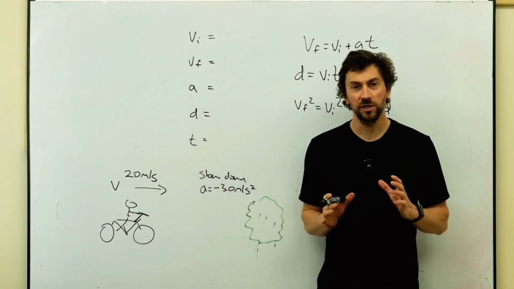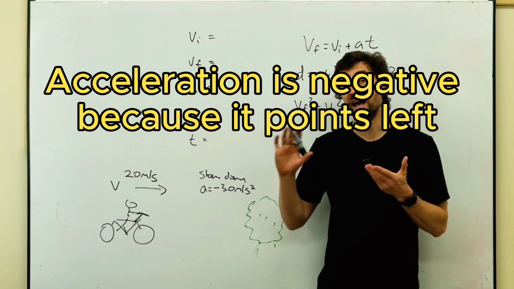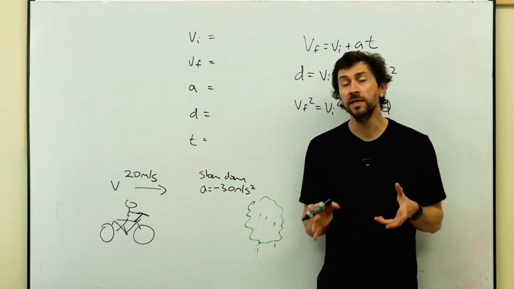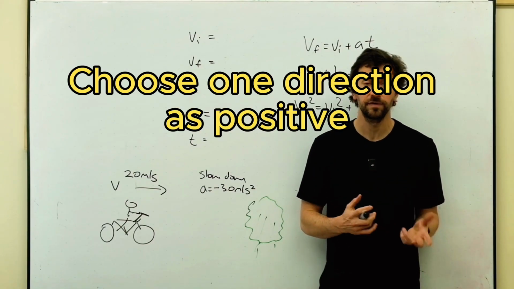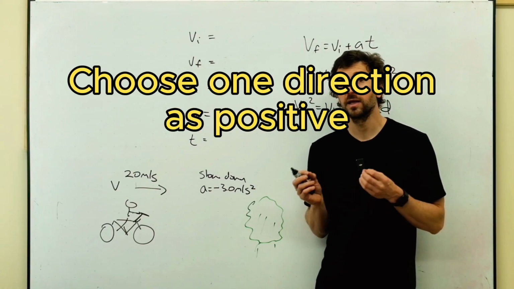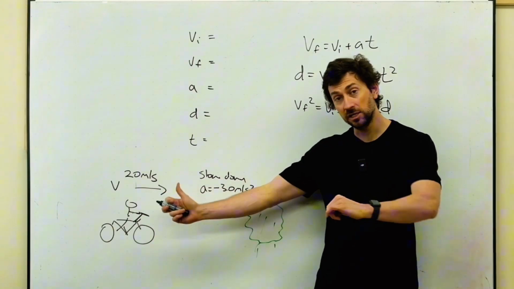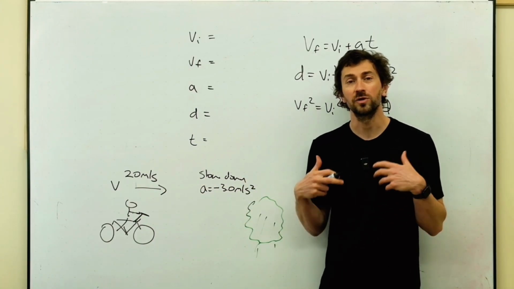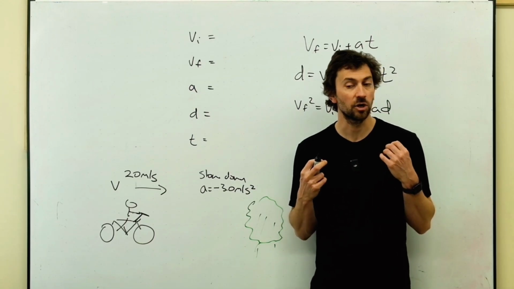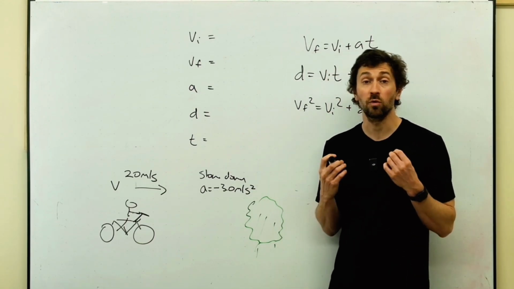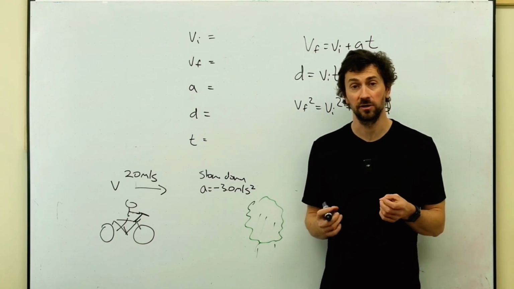Now we say the acceleration is negative because it's pointing in the other direction. When we're doing kinematics, we always need to choose one direction as positive and another direction as negative. Here, we'll say that the velocity to the right is positive. So acceleration is actually pointing to the left. It's a negative acceleration, so we'll write acceleration as negative 3.0.